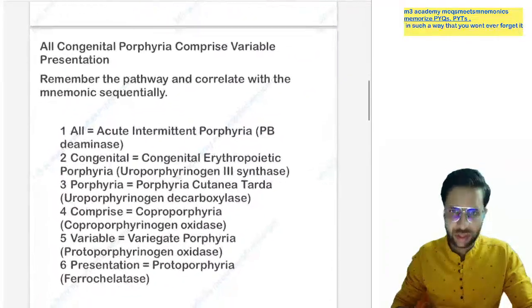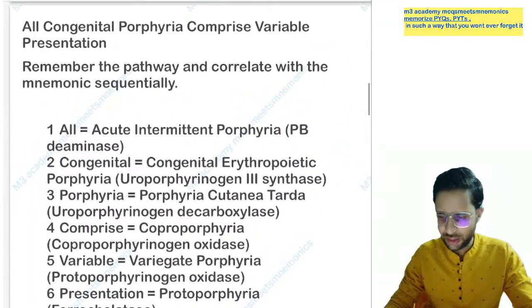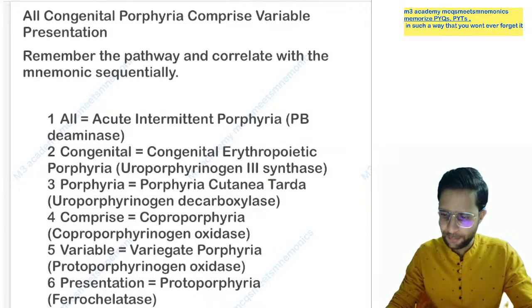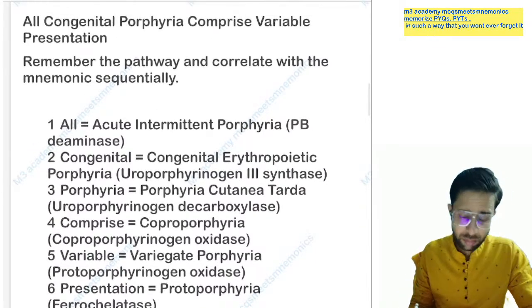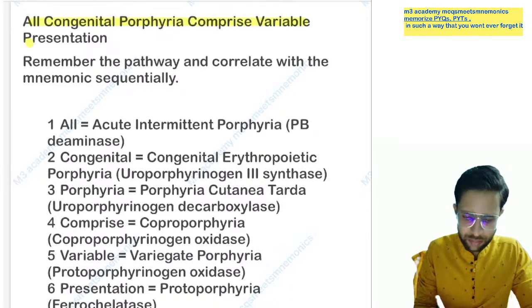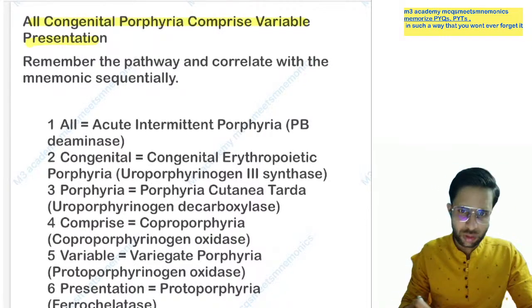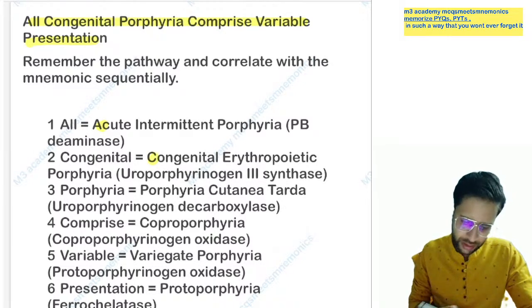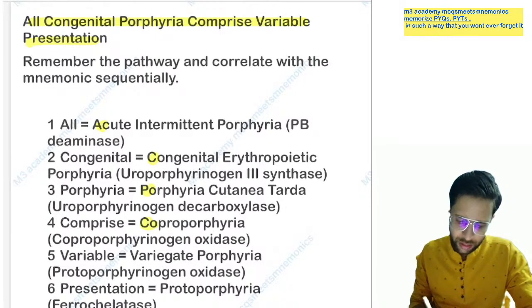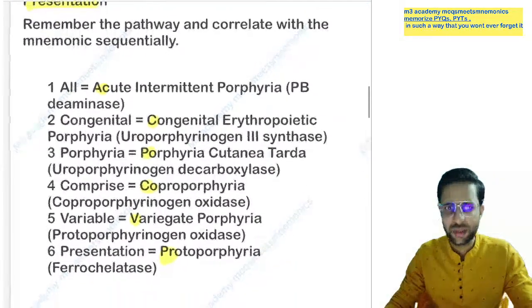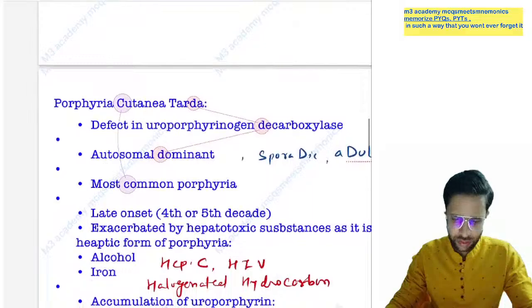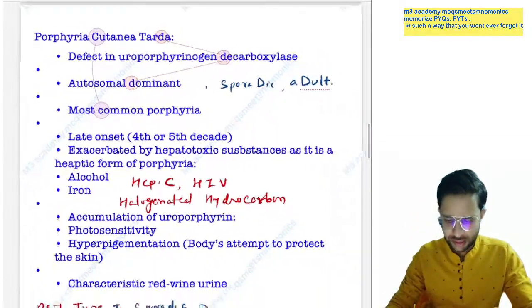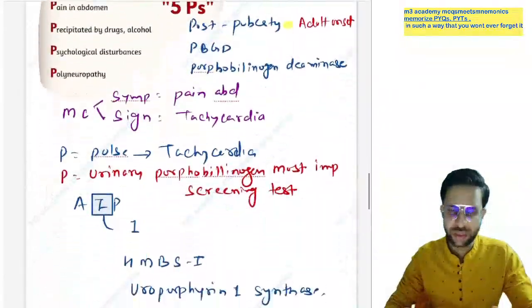Now, what is the sequence of occurrence of the porphyrias? You can remember this sentence: All congenital porphyria comprises variable presentation. All means acute intermittent porphyria, congenital means congenital erythropoietic porphyria, and porphyria means porphyria cutanea tarda. Comprises means coproporphyria, variable means variegate porphyria, and presentation means protoporphyria. So you can also remember this sentence. Now individual porphyrias. We will see the summary slides for the total porphyria also.